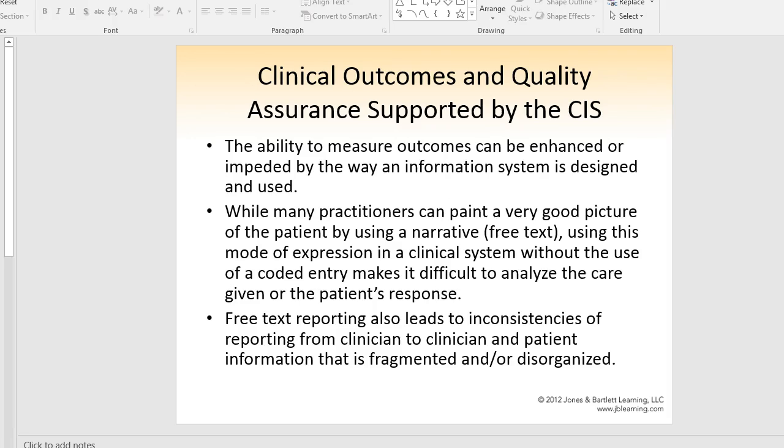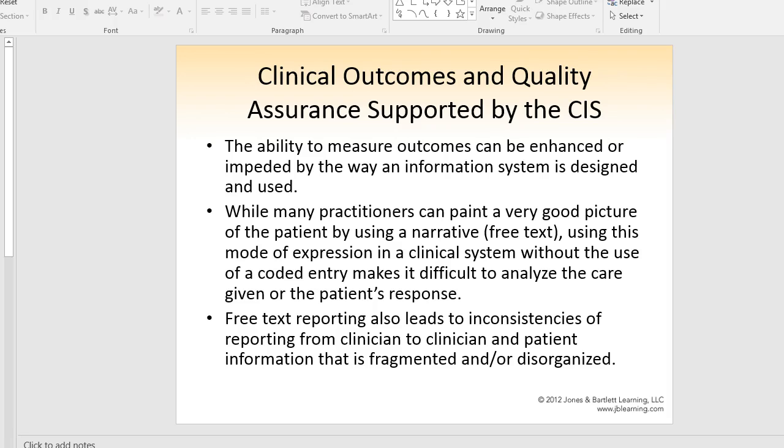So clinical outcomes and quality assurance supported by the clinical information system. So the ability to measure outcomes is enhanced or impeded by the way information systems are designed and used. What does that mean? Okay. Your system for information has to be designed in a way that you are able to easily look at outcomes in a way that you see the true information.